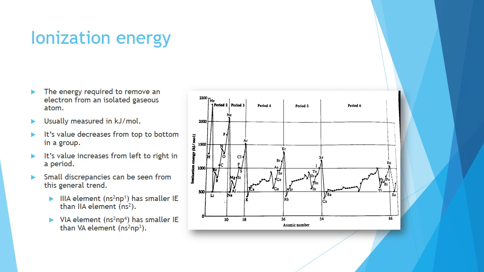It is because going from top to bottom in a group increases the number of shells, and because of the increase in number of shells, there is increased distance from the nucleus to the outermost shell, as well as increased shielding effect. Due to all these effects, the nuclear force becomes very weak as we go down a group. Due to weakening of the nuclear force, it becomes very easy to remove outermost electrons if we go from top to down in a group.